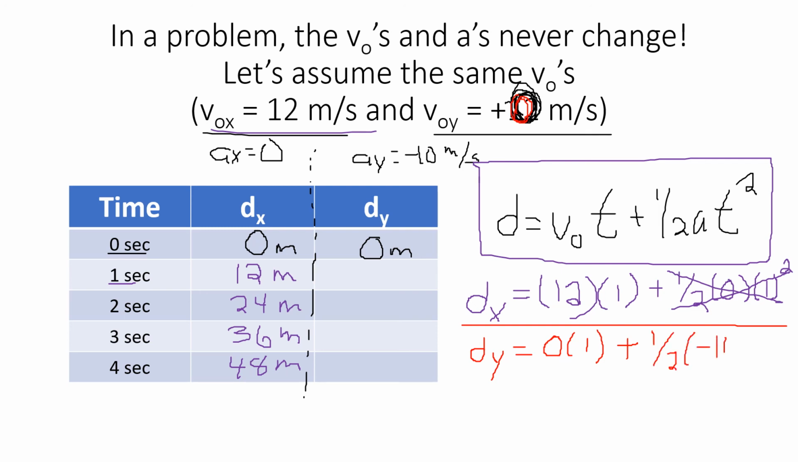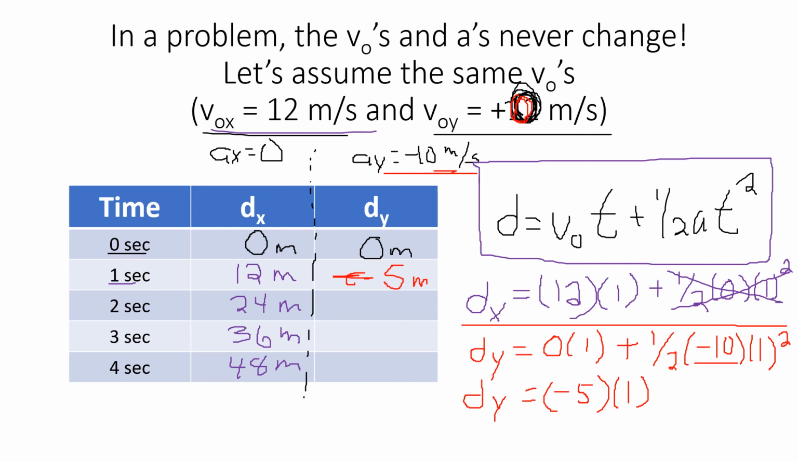Plus 1/2 negative 10. I thought you said that this whole part is 0 and goes away. Again, now that we're using y values, we have to use all y values. That part of the equation only cancels away in the dx. So dy equals, this is gone, 1/2 of negative 10 is negative 5, 1 squared is 1. dy is negative 5.